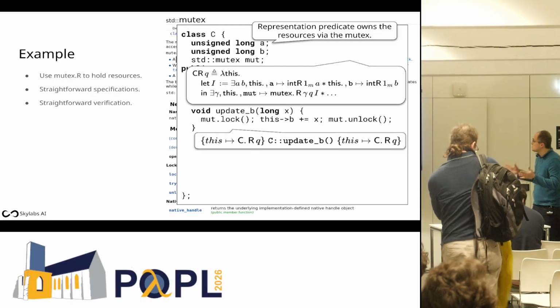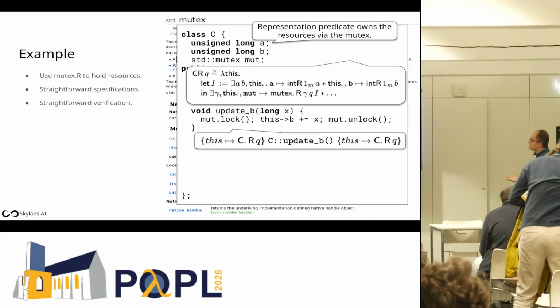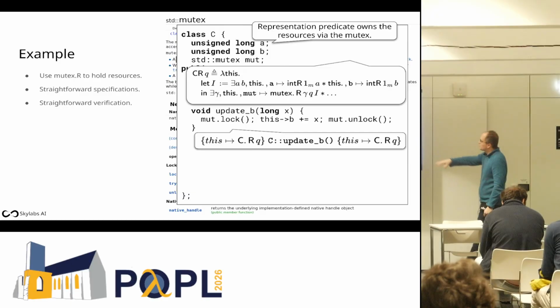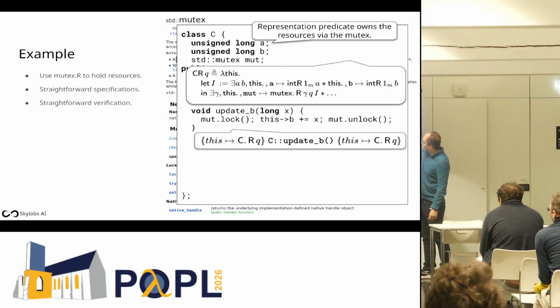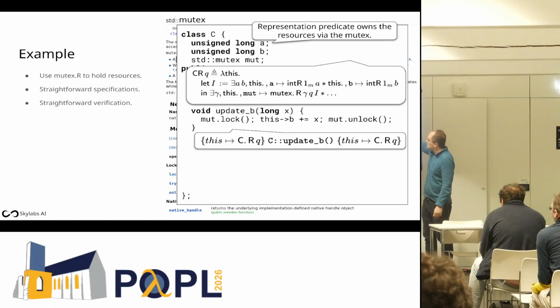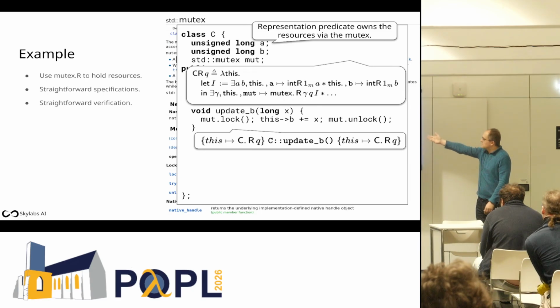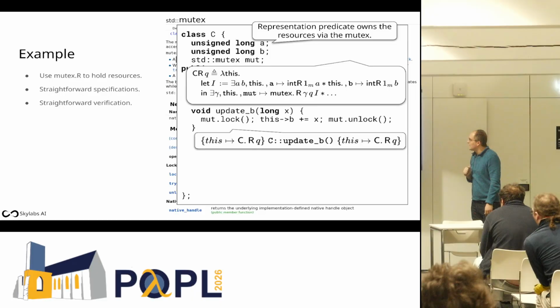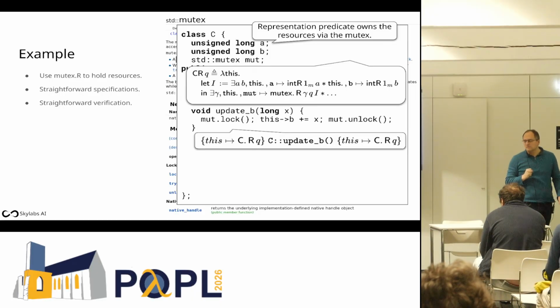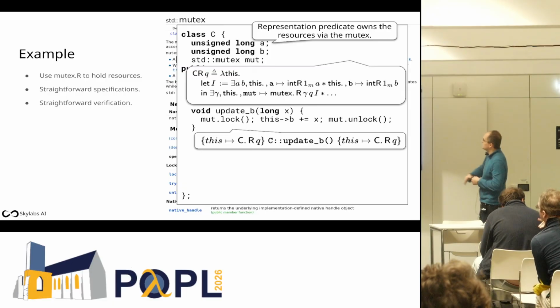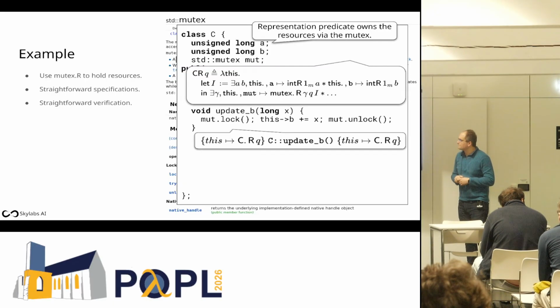All right, so we can use this to verify a very simple program. And I realized I cut out some of the code, but this is a simple class C. It's got two longs, an A and a B, and they're guarded by a mutex. And they've exposed methods like update B and update A, which acquire the mutex, increment or decrement the value, and then unlock the mutex. Right? So this is a program you can specify. This is a very simple spec for it. Not really any problem here. Okay.